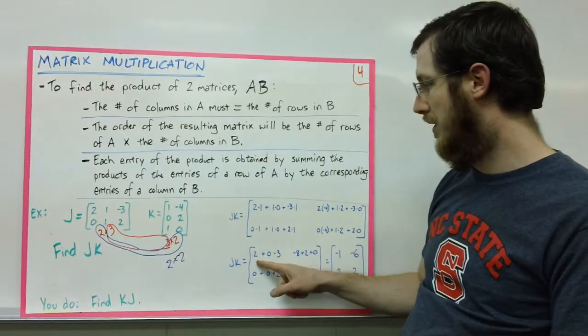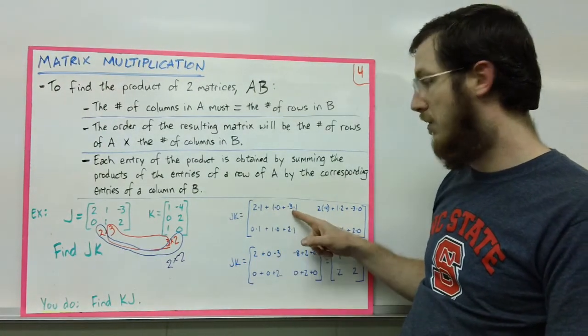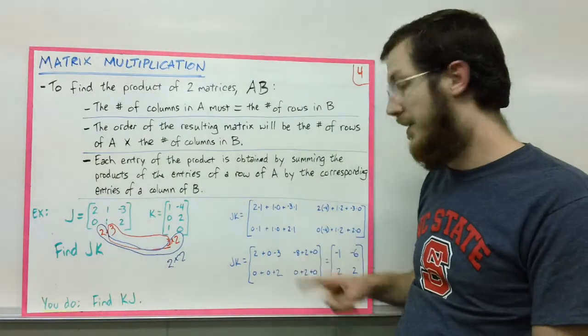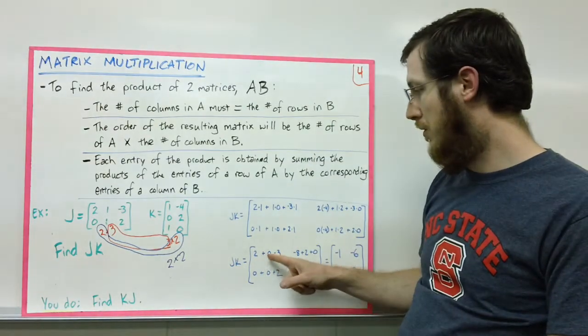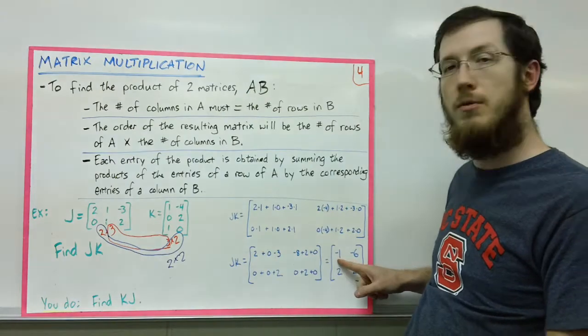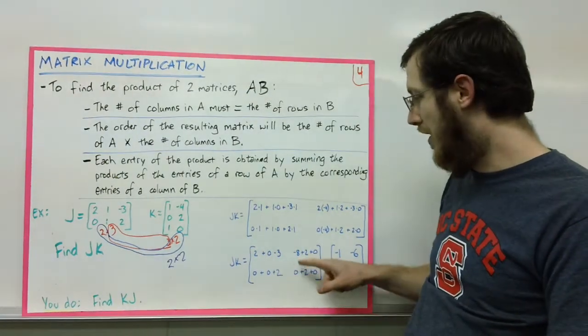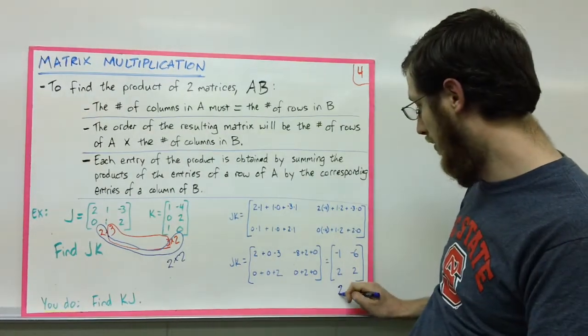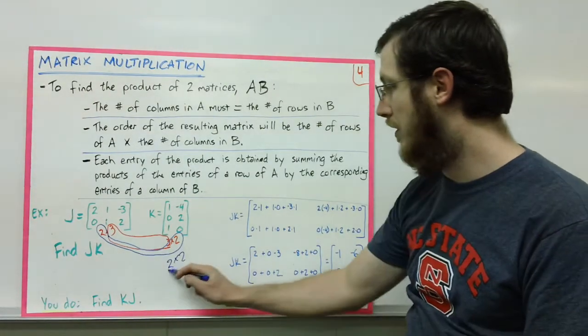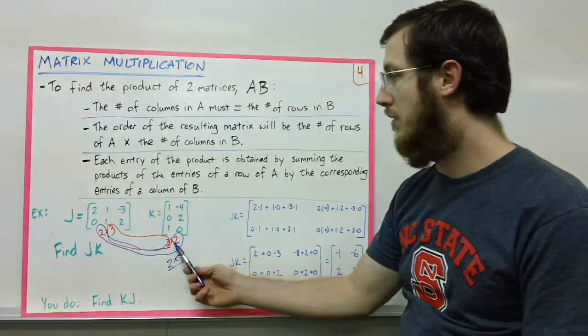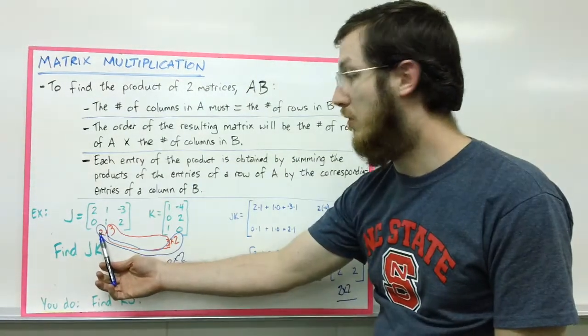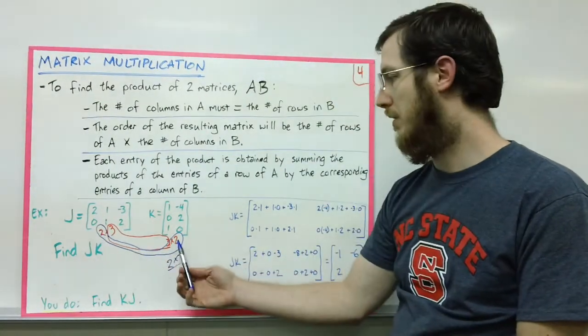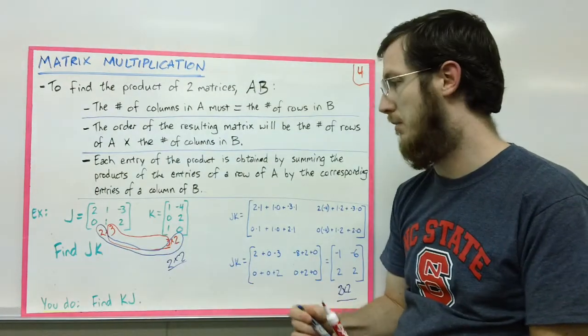add up those products, and then just simplify. 2 times 1 is 2, 1 times 0 is 0, negative 3 times 1 is negative 3. Okay, 2 and 0 and negative 3 makes for negative 1. And then do the same thing for each element. Again, our result is a 2 by 2 matrix, because those were the number of rows in our first matrix by the number of columns in our second matrix.